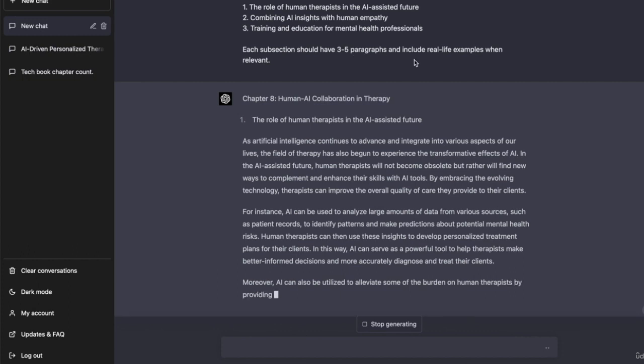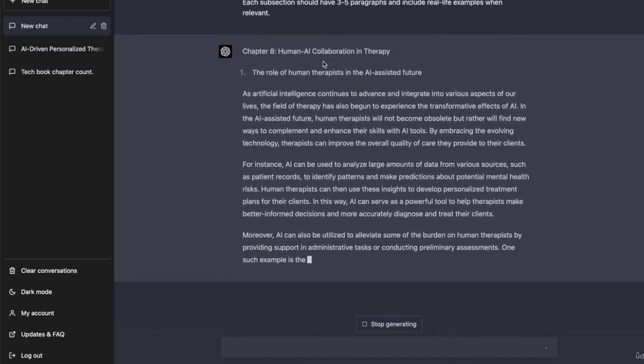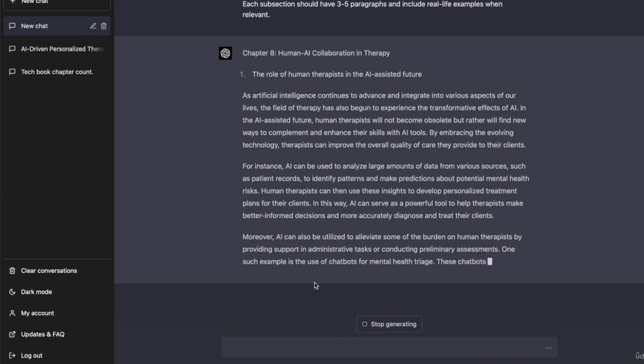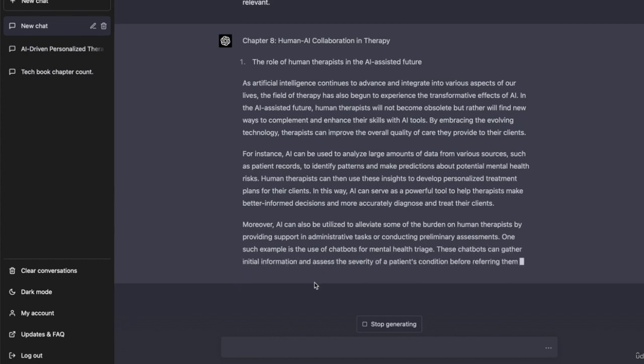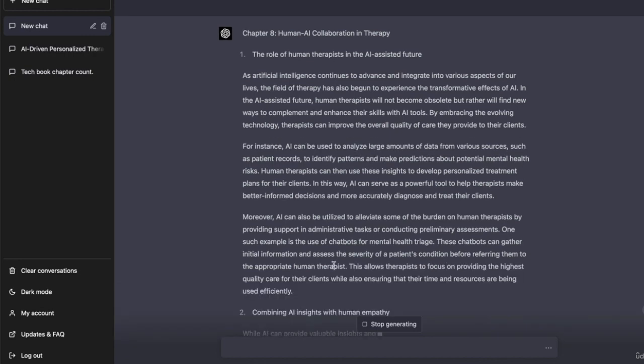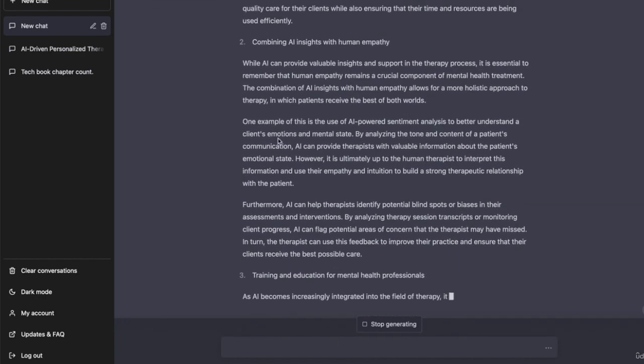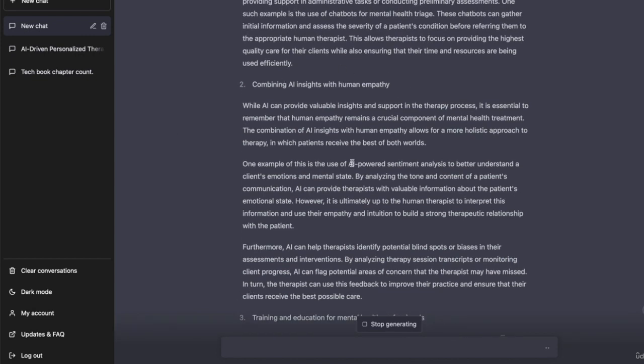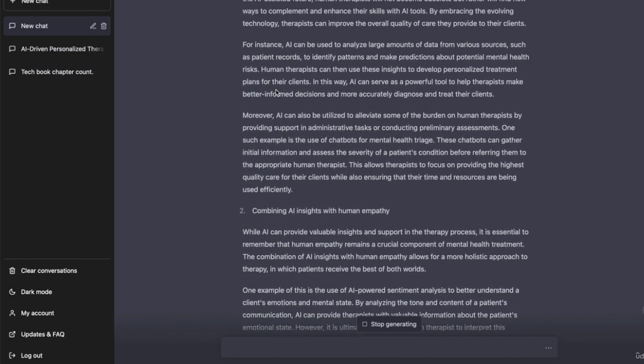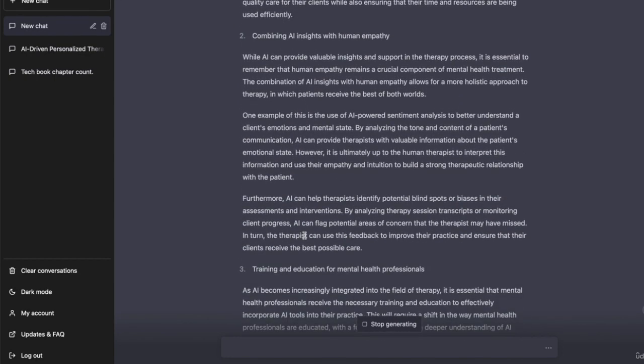But now I told it to write 3 to 5 paragraphs with examples for each subsection. So it's doing paragraphs as I wrote it. I don't know if we will do the examples. Let's see what it comes up with. It created exactly 3 paragraphs. The role of the human therapist in an AI-assisted future. No real-life examples. Here it does incorporate examples into the actual paragraphs, which I like, that it didn't just do the examples like before. Here we have one example of AI-powered sentiment analysis to better understand clients' emotions, which is a very good example because actually GPT-4 does sentiment analysis. And it's sticking to the lowest minimum effort, which is 3 paragraphs.